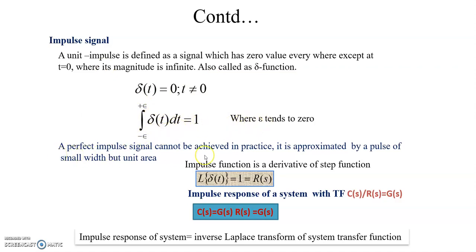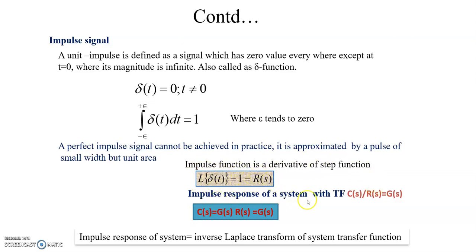A perfect impulse signal cannot be achieved in practice. It is approximated by a pulse of small width but unit area. The impulse function is the derivative of the step function. The Laplace transform of delta of t is equal to 1, which is equal to R of s.